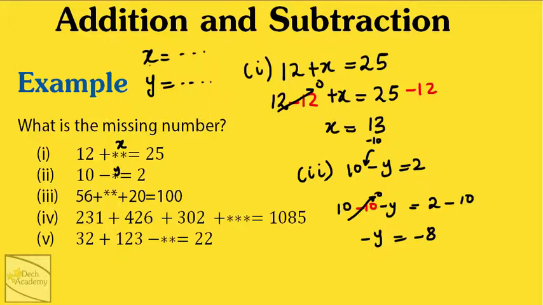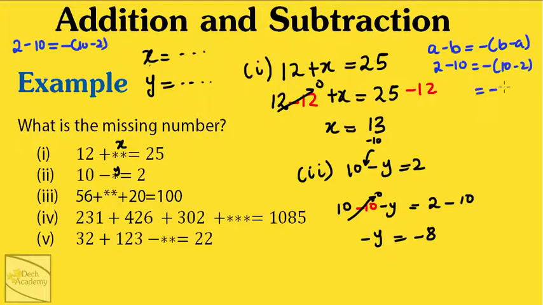Just in case you were looking for a fast way, if you have something like 2 minus 10, it's the same thing as minus 10 minus 2. Or rather, I'll do this in general form. A minus B is the same thing as minus B minus A. So 2 minus 10 is the same thing as minus 10 minus 2. So we have minus, what's 10 minus 2? 8. Minus 8, which is what I used here.